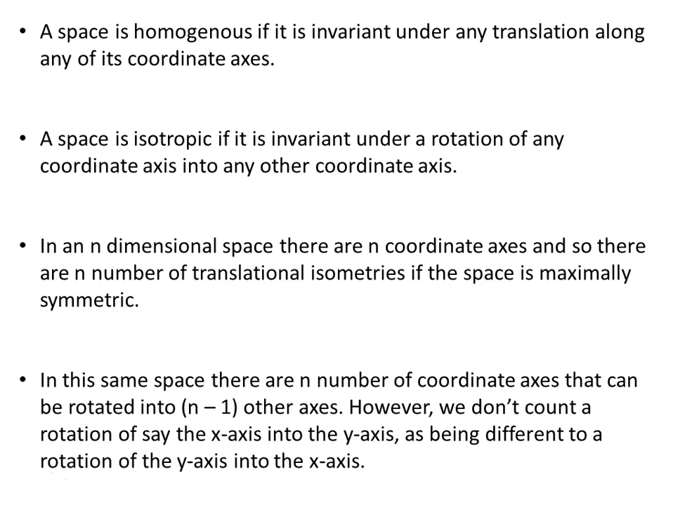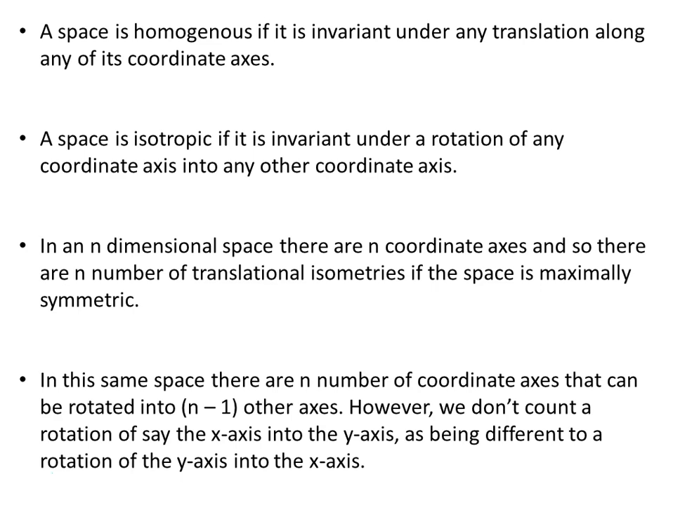Right, now, a space is homogeneous if it is invariant under any translation along any of its coordinate axes. So pick a direction, walk in that direction, and if your space looks the same, then it's homogeneous. Now, a space is isotropic if it is invariant under a rotation of any coordinate axis into any other coordinate axis. So stand still on the spot, turn around, and if when you turn around the space looks the same in all directions, then it's isotropic.